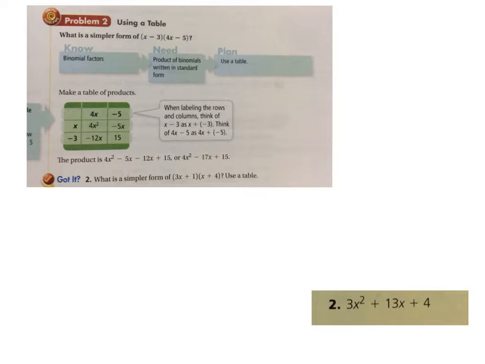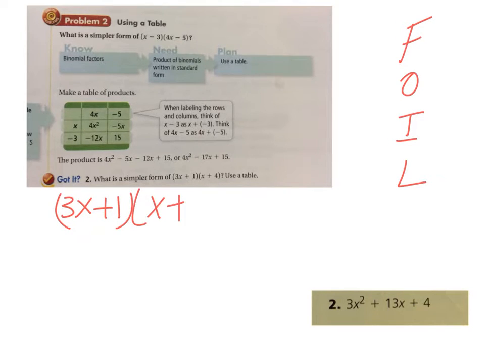So again, the table method's another way to do it. Again, I'm sticking to that FOIL method. I'm going to show you FOIL again on this one. Okay, and we're going to take this 3x plus 1 times x plus 4. And again, I'm going to start with those first terms. 3x times x is 3x squared.